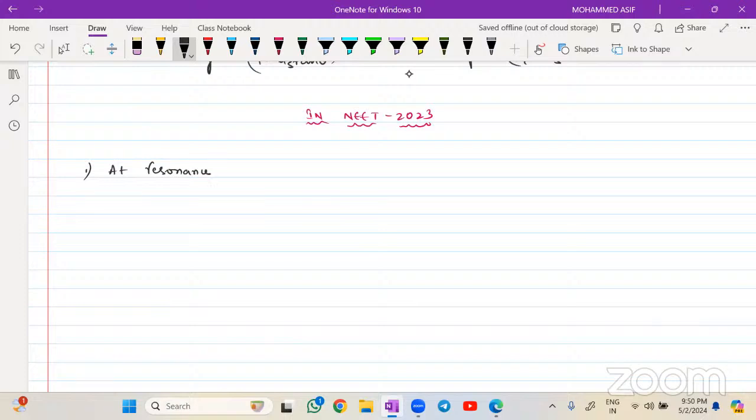रेजोनेंस, that means XL is equal to XC. इस पे एक क्वेश्चन आया था बेसिकली, you need to remember that one. एंड फ्रीक्वेंसी ऑफ रेजोनेंस कितना होता है बेटा? Frequency is equal to omega divided by 2 pi, this one is 1 by under root of LC, this will be equal to 1 by 2 pi under root of LC, ऐसे भी लिख सकता हूँ, isn't it?